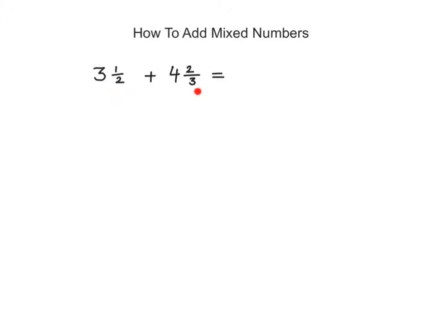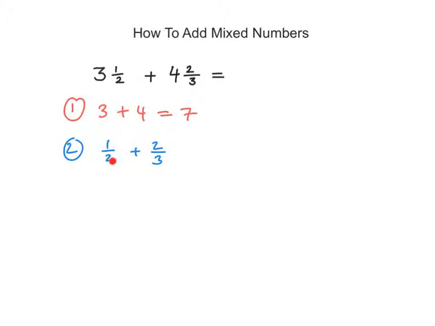Here we have another question, 3 and 1/2 plus 4 and 2/3. So once again, step 1, add the integer parts, the whole parts. 3 plus 4 is 7. And then we add the fractional parts, a half plus 2/3.